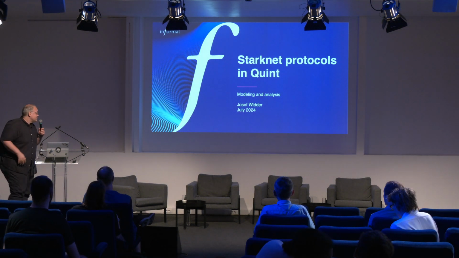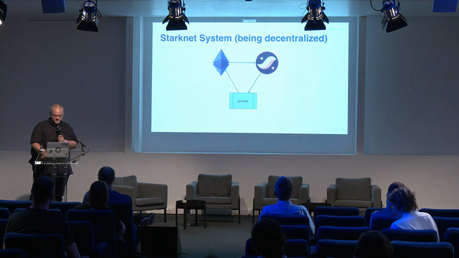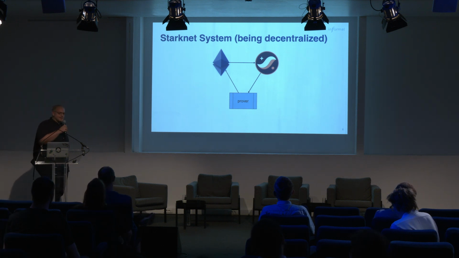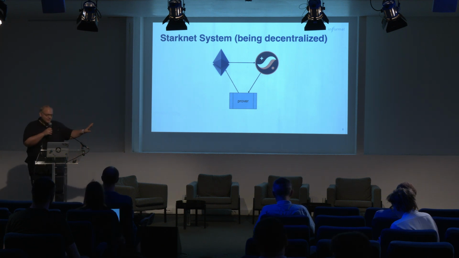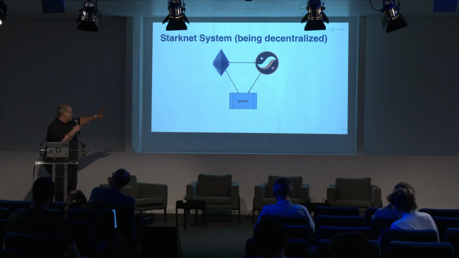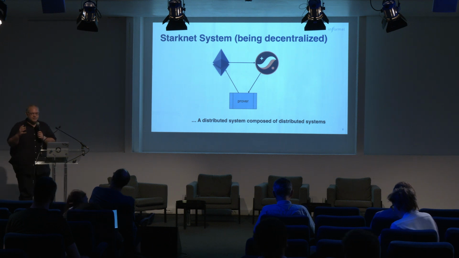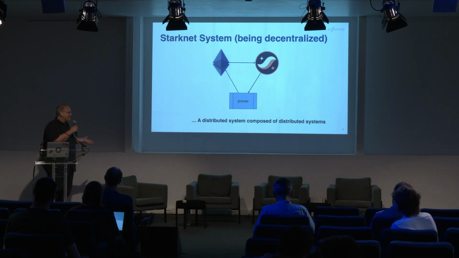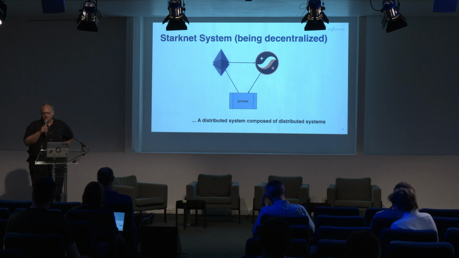Yeah, doing Starknet protocols in Quint. The point here is about modeling and analyzing the protocols. I'm reiterating on the complexity of this system, on the three-body problem that Adi talked about. We have Ethereum, we have Starknet, we have provers in between. Ethereum is already a distributed system, and Starknet is going to decentralize. So we're going to have a distributed system of distributed systems. Already distributed systems are very hard to understand and to get right, and having more of them is very complicated. It's very easy to think wrong and to include bugs.